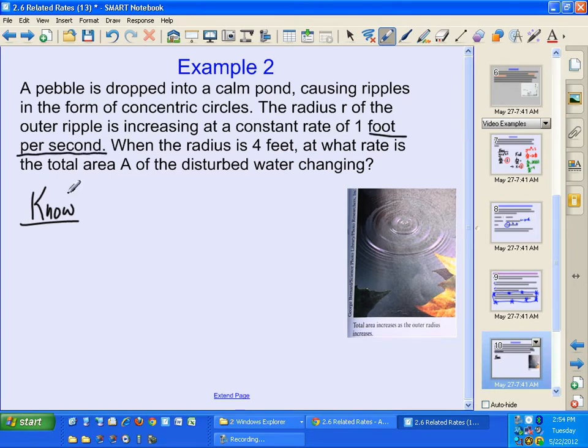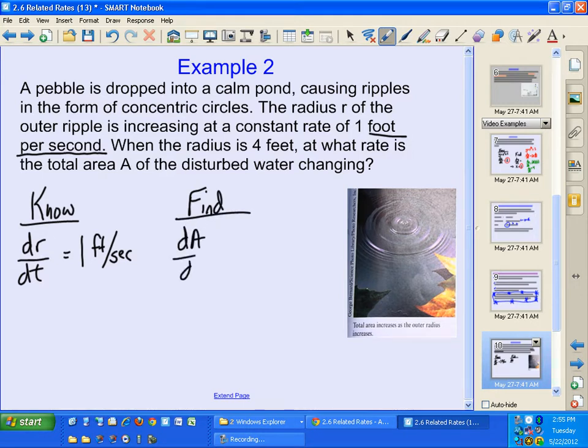So that means that dr/dt is 1 foot per second. Okay, that's a rate. When the radius is 4, at what rate is the total area changing? So we need to find, in this case, dA/dt. How is the area changing when the radius is 4? There's my specific case. So the question is, the one thing we don't know is, what equation are we going to use? What equation are we going to differentiate around?